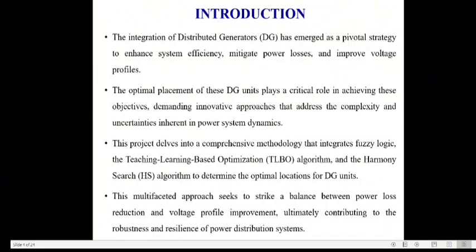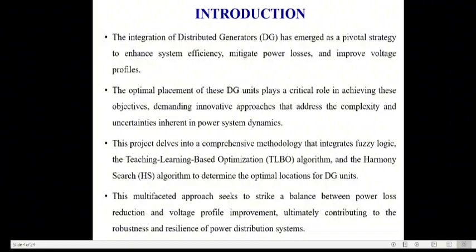Introduction: the integration of DG has emerged as a pivotal strategy to enhance system efficiency, mitigate power losses, and improve voltage profiles. The optimal placement of these DG units plays a critical role in achieving these objectives, demanding innovative approaches that address the complexity and uncertainties inherent in power system dynamics.